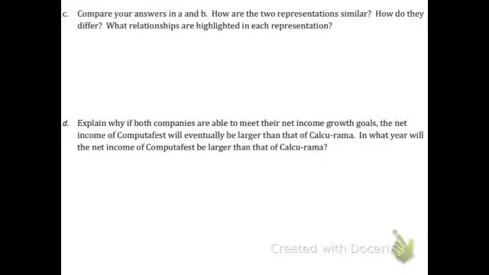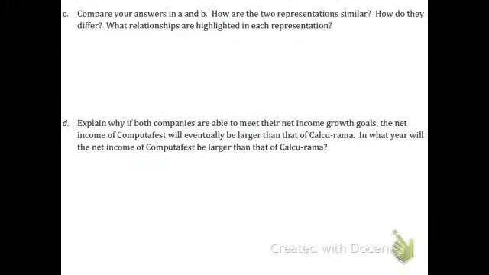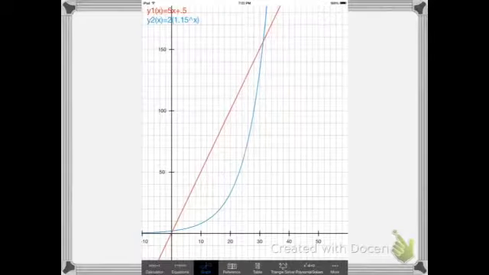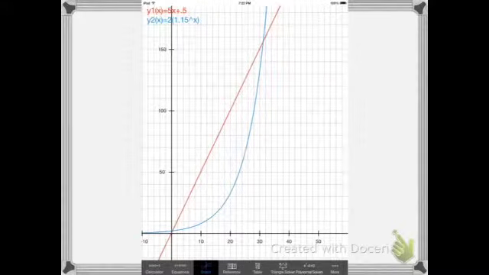And in what year will the net income be larger? To figure that out, you can write out all the numbers, and it's actually not very soon. If you plug it into a calculator, you can get a graph that looks like this. The red one is the Calculorama, and then the blue one's the Computafest. And you notice right here is when the Computafest is going to be bigger than Calculorama. And so it's that point right there.